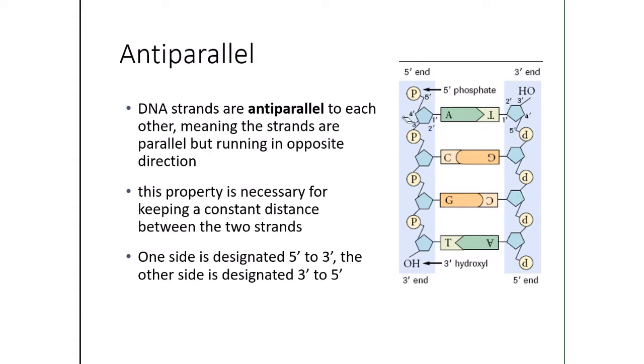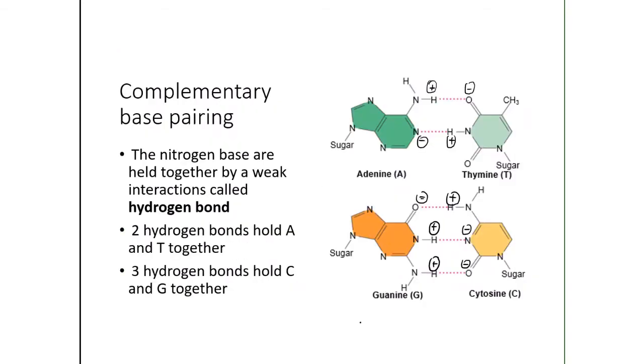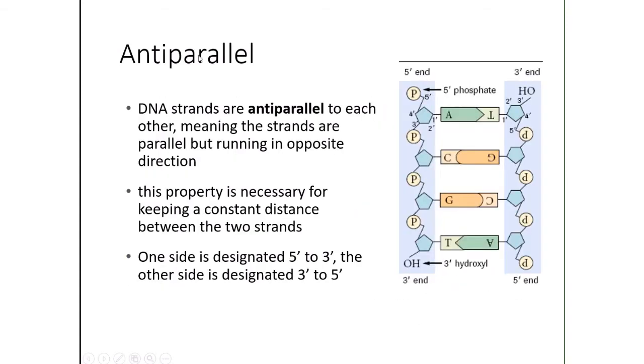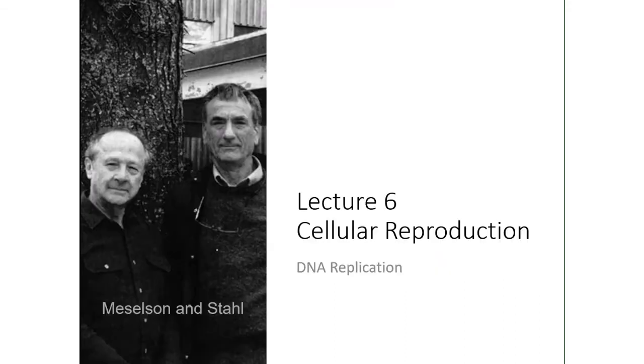What's important is that you know that one strand is going to run from 5' to 3', and the other strand is going to be running from 3' to 5'. So kind of head to toe on one strand, and then the other strand is kind of toe to head. It's opposite. So DNA molecules are both complementary as well as antiparallel.